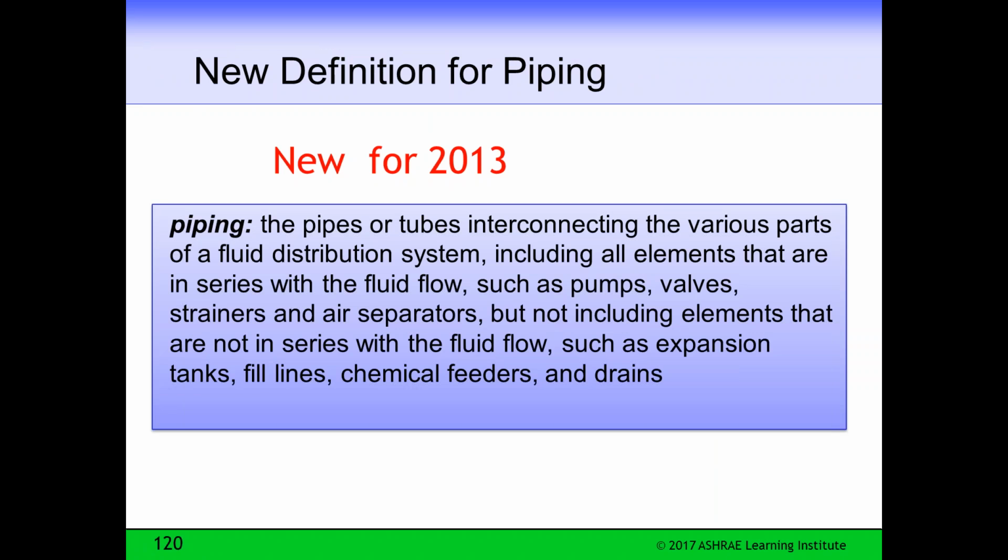Okay, new for 2013. So this was the last edition of code that you should be using now. We defined pipes. We had never defined pipes before. The pipes are tubes interconnecting the various parts of a fluid distribution system, including all elements that are in series with the fluid flow, such as pumps, valves, strainers, and air separators, but not including elements that are not in series with the fluid flow, such as expansion tank fill lines, chemical feeders, and drains.